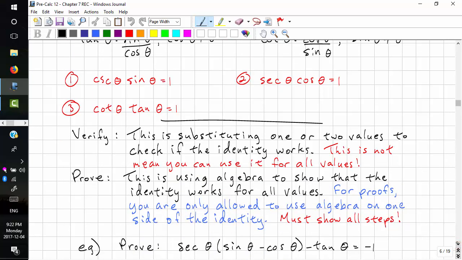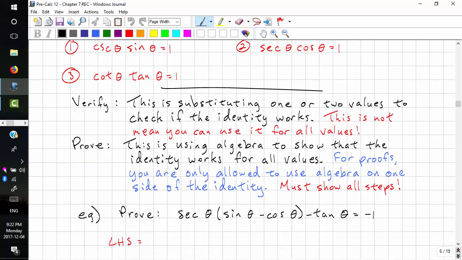Here's some more terminology. Verify. This means we are substituting one or two values to check if the identity works. And this does not mean you can use it for all values. Just because one or two values work, there may be values that do not work. And when you have the case where you're substituting values, one or two values work and the other values don't work, this is called a solution.